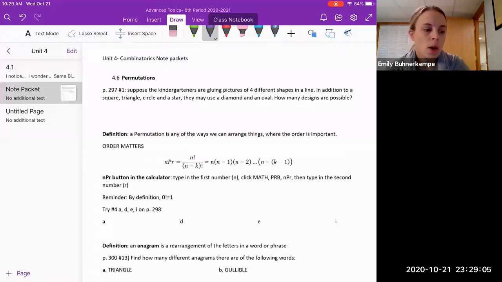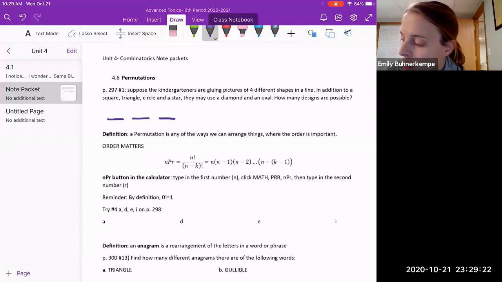This one says, suppose that the kindergartners are gluing pictures of 4 different shapes in a line. In addition to a square, triangle, circle, and a star, they may also use a diamond and an oval. How many designs are possible? I'm going to start by drawing out our 4 different blank lines for the 4 different shapes that we're going to be gluing in a row.